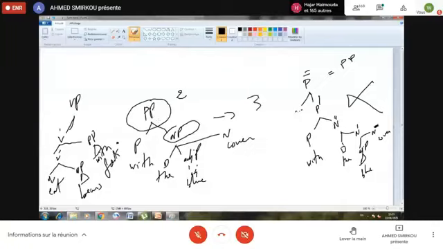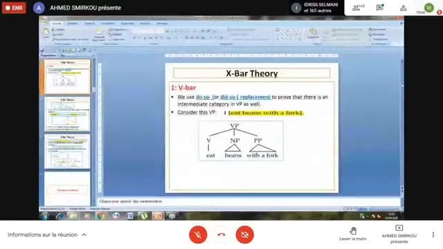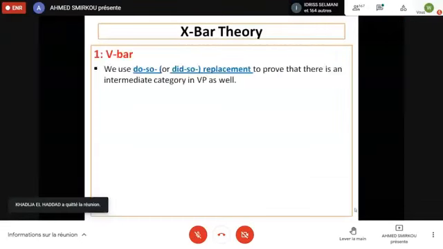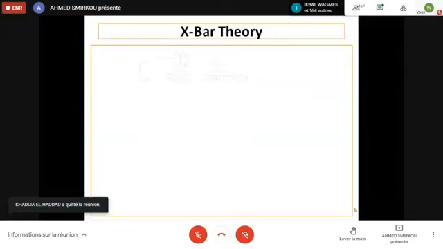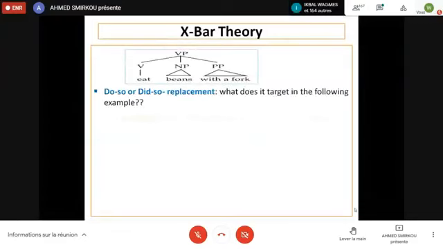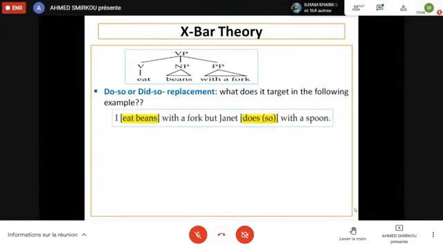This is the first argument. You can say it differently using do so or did so replacement. You can say that when we use did so replacement, we can target only eat beans. How? This is the example. Okay, so this is the example. Do so or did so replacement.